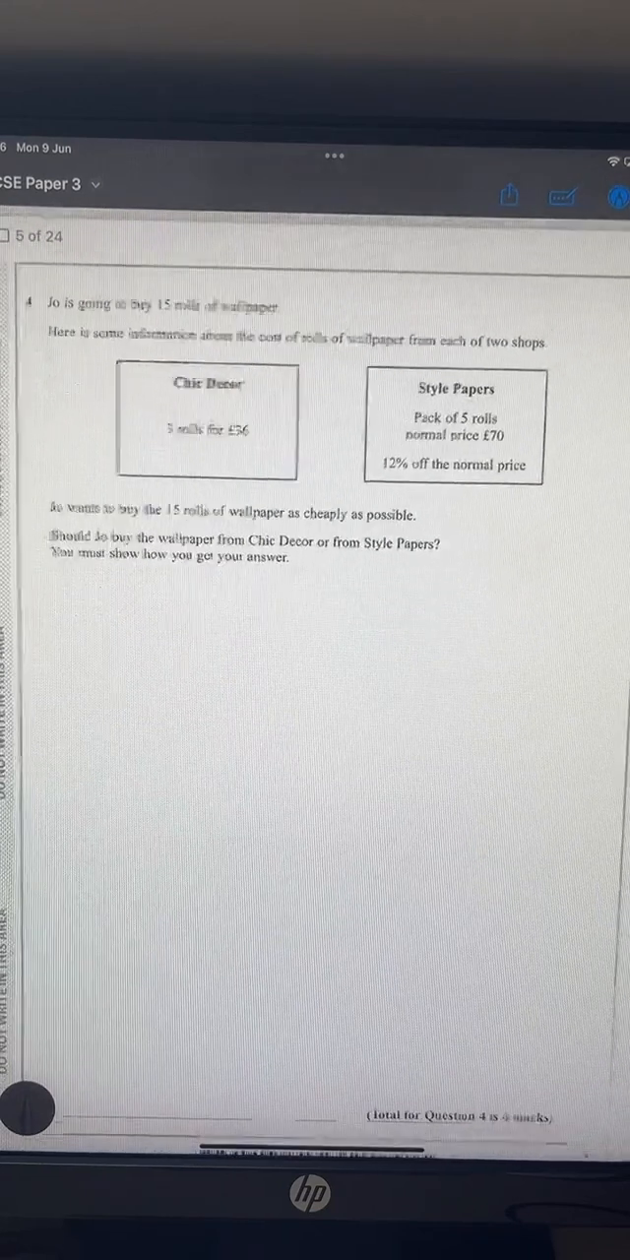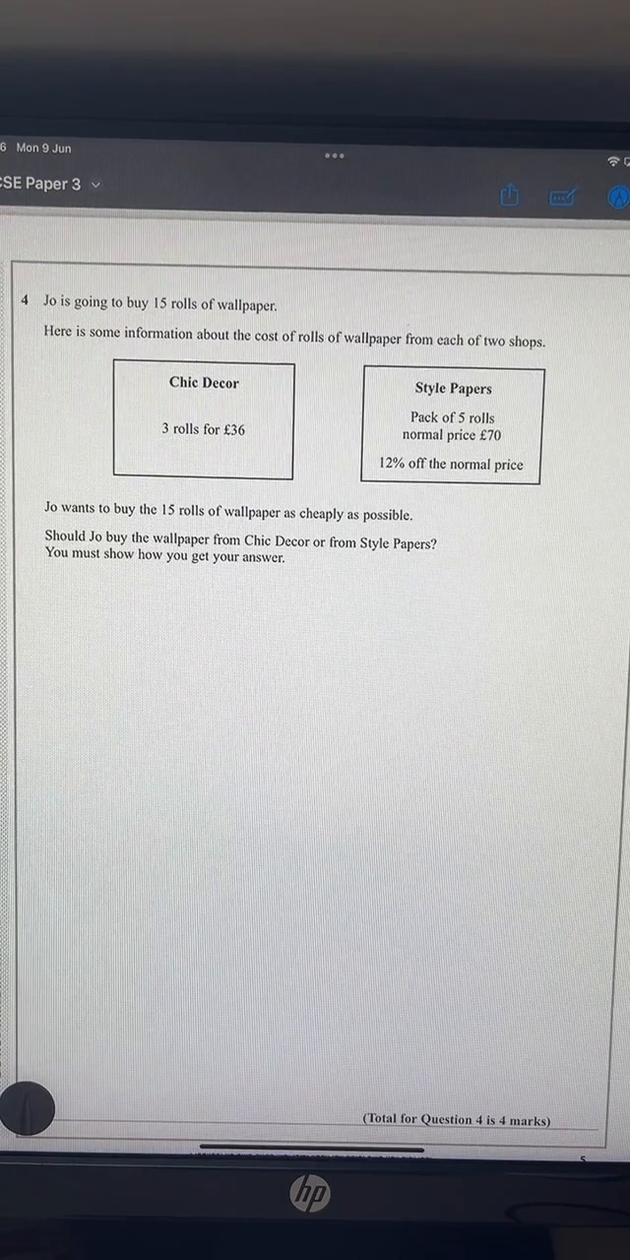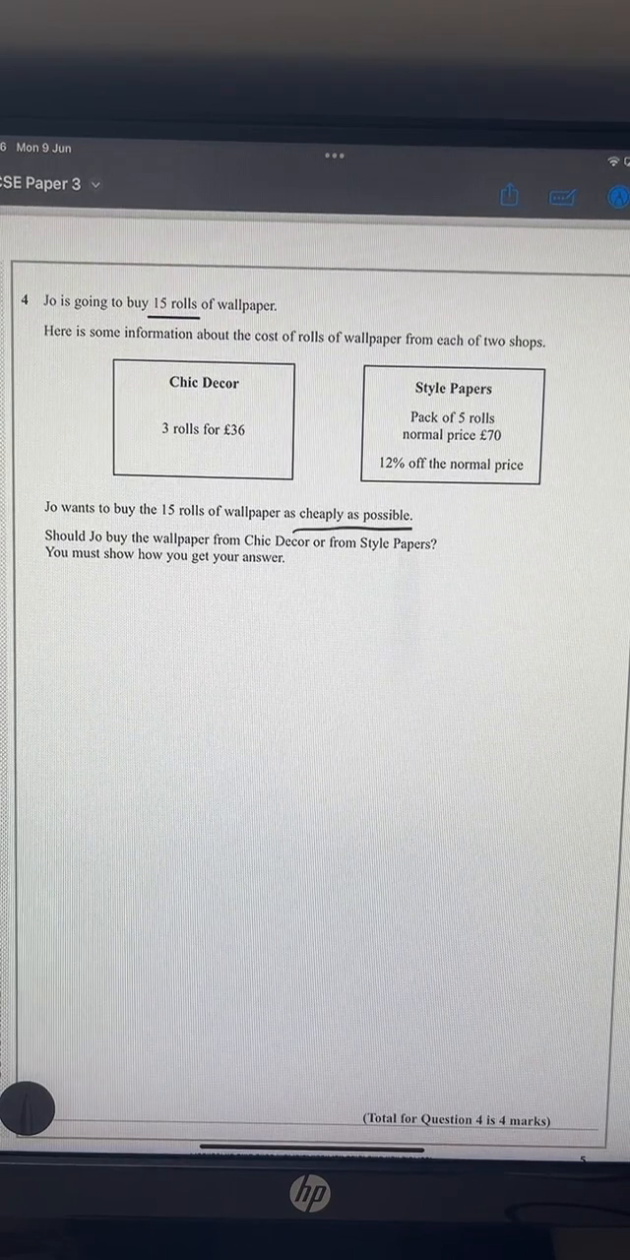Joe is going to buy 15 rolls of wallpaper. So I'm just going to underline the number 15 because that's kind of important. Here's some information about the cost from two shops. Chic Decor has 3 rolls for £36. Style Papers, you have a pack of 5, which is £70, and then you get 12% off. So you get a discount there. She wants to buy 15 rolls as cheaply as possible because, of course, she does. Should she buy from Chic or Style Papers? And we need to find why.